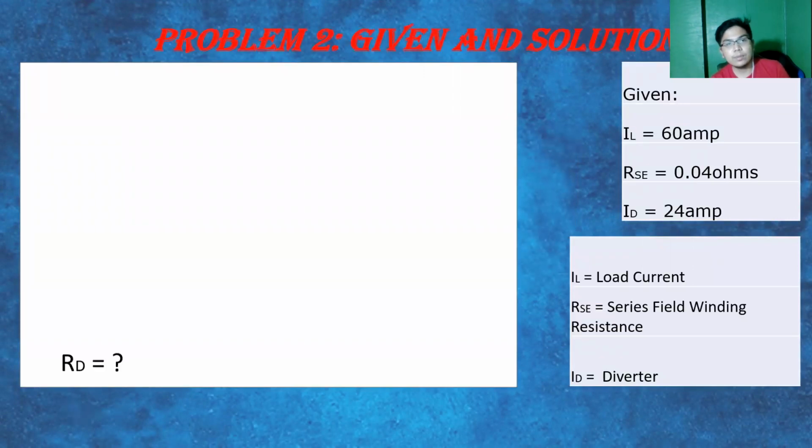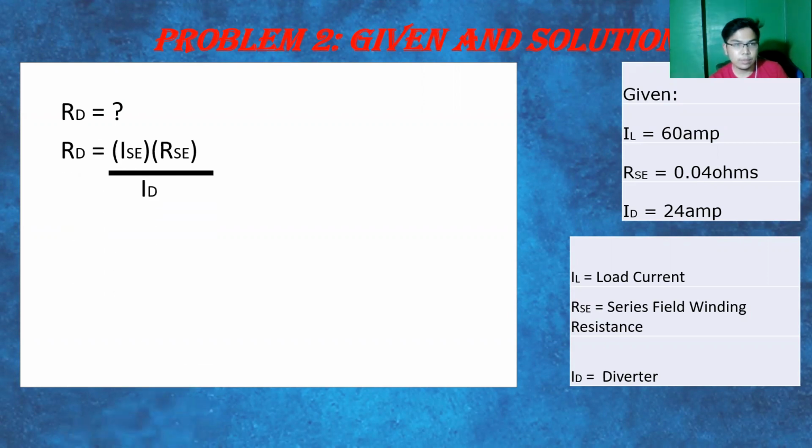Then, how do we solve it? What we are looking for here is the resistance of the diverter. The resistance of the diverter is I sub SE multiplied by R sub SE divided by I sub D. We already have R sub SE, the series field winding resistance, and the diverter current. But we don't have the value of I sub SE yet, which is the current in the series field.